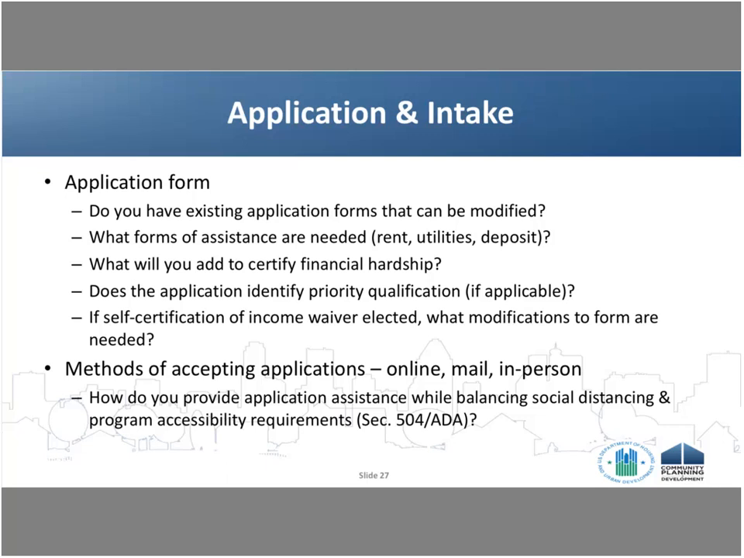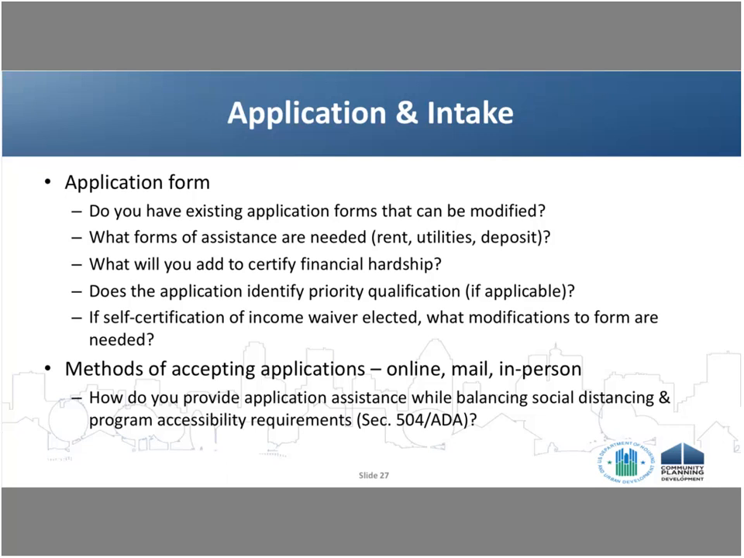First, you're going to need an application form that's appropriate for this program. As a starting point, you have existing application forms that might be suitable but need to be modified to meet the specific requirements of this program.